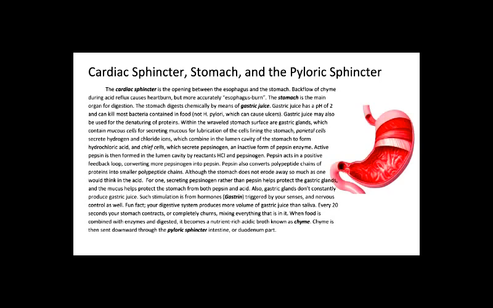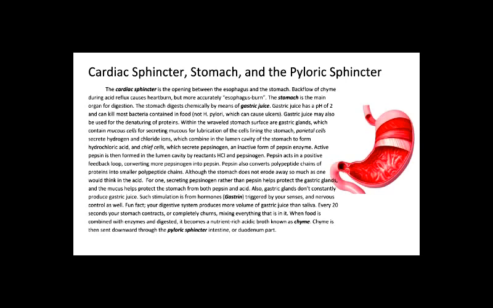The second type of cell, or at least in this list, is the parietal cells, which secrete hydrogen and chloride ions, which combine in the lumen cavity of the stomach to form hydrochloric acid. Now, why does it not just secrete hydrochloric acid? Because that would pretty much kill the cells in the first place, and that's dangerous. So they need to combine in a separate cavity of the stomach so they can do it safely.